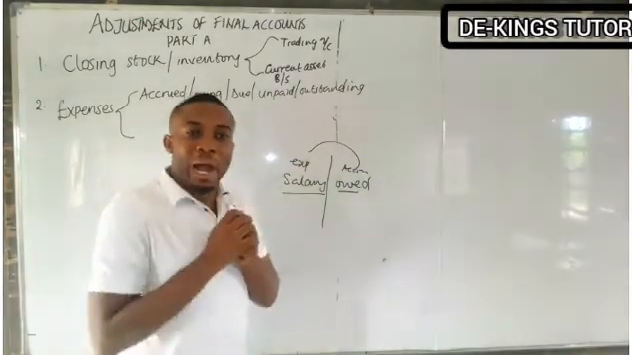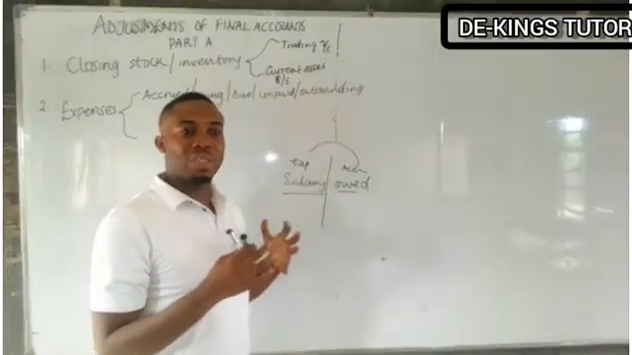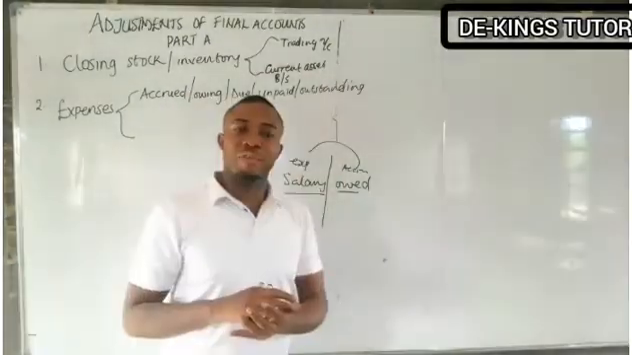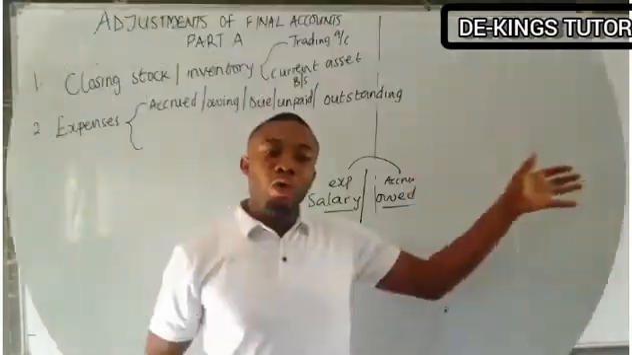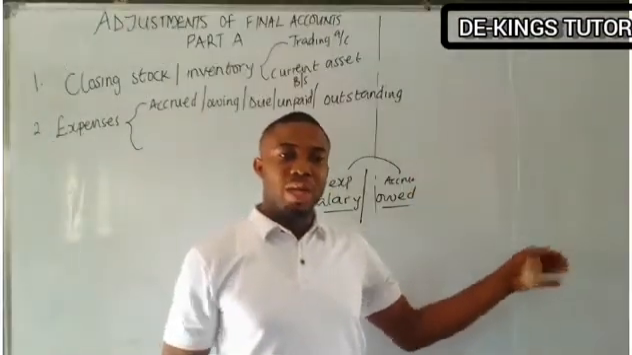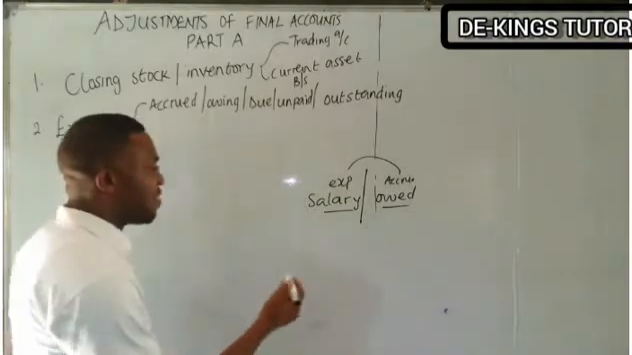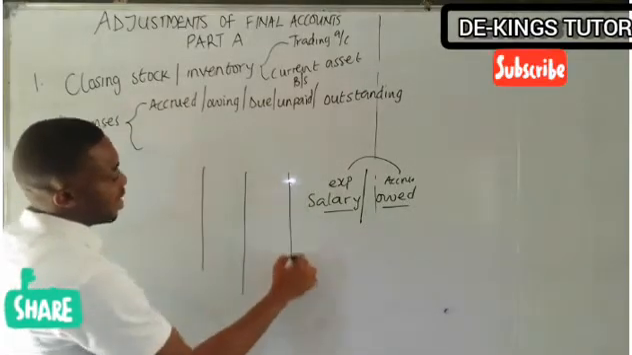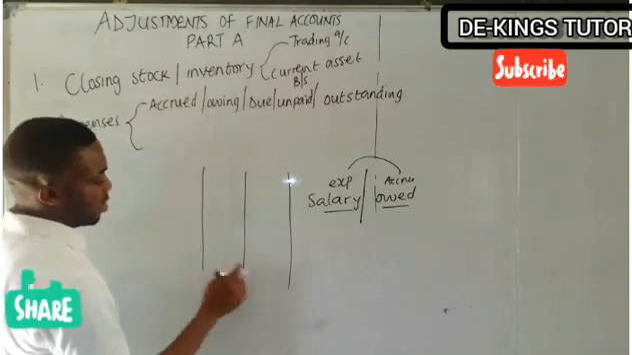Now, what do you do to accrued expenses? How do you adjust it? You add the amount that is shown under the additional information to the amount shown in the trial balance. For instance, if we have something like this, let's say this is our trial balance.